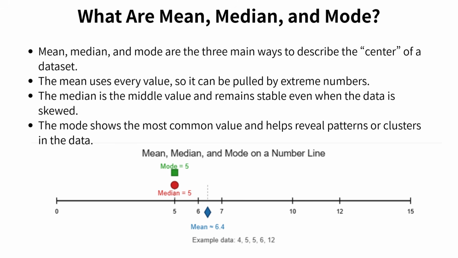The mode represents the most frequent value in the dataset. It's especially helpful when the data has clusters or repeated values, and it can reveal patterns that the mean and median might hide. Throughout this lesson, we'll see how each measure reacts to different shapes and conditions in the data, and why choosing the right one is essential for mastering SAT math data analysis.